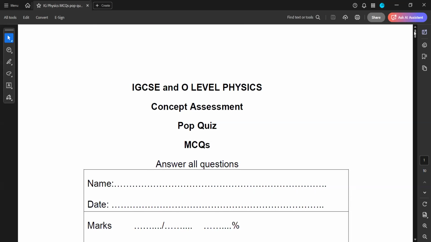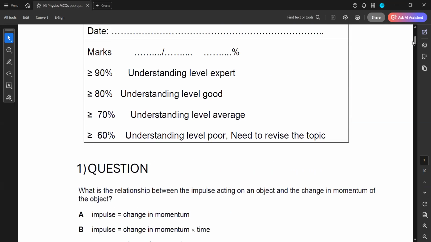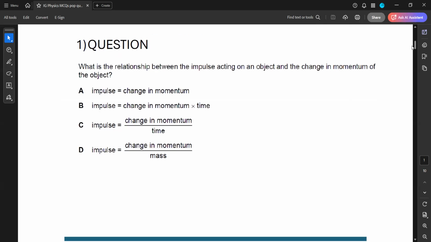Okay, sir. This was a pop quiz 11, the MCQs pop quiz 11. If you have any doubt, you can ask your doubts. Question number one. If you don't have a doubt, I'll just let you know the answer. Question number one, the correct answer is A. Impulse is a change in the momentum.